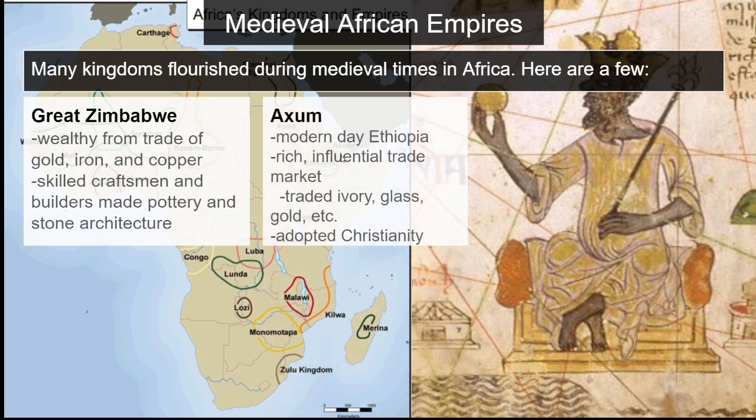Next is Axum, which is up here. Modern-day Ethiopia. They had a rich, influential trade market. They traded ivory, glass, gold, and some other things. And they also adopted Christianity.